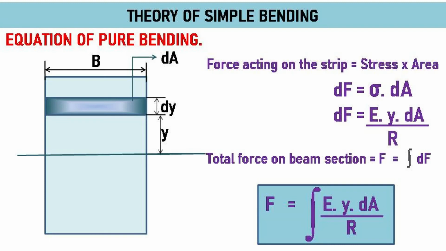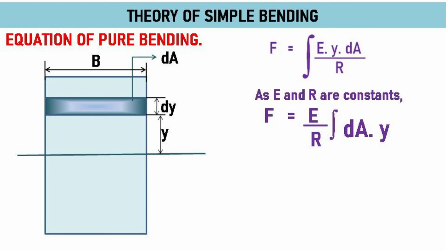We know, stress is force acting per unit area. From this, force is equal to stress times area. Now, force in the strip, dF, is equal to sigma times area dA. Substituting stress formula, we get dF is equal to (E times y by r) times dA. Total force can be calculated by integrating the above equation of force in the strip. Slide 13. In total force equation, E and r are constants. So, taking them out, we get the equation as shown. F is equal to E by r into integration of dA times y.